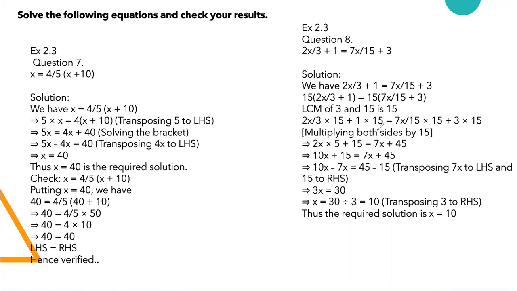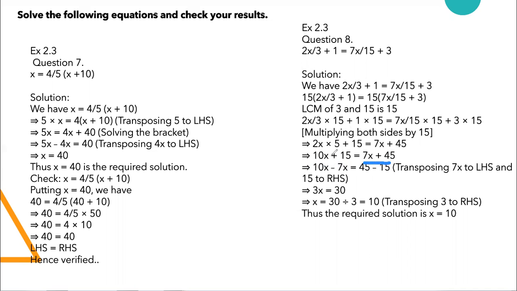So now LHS is what? Let's go with the RHS, right? So 7x divided by 15 into 15. So 15 and 15 can be cancelled, and 15 threes gives you 45. So we are left with 7x plus 45. That's how I arrived here. Now, how do we solve this? It's quite simple. 2x multiplied by 5 gives you 10x, plus 15 is written as it is, and the RHS is also written as it is.